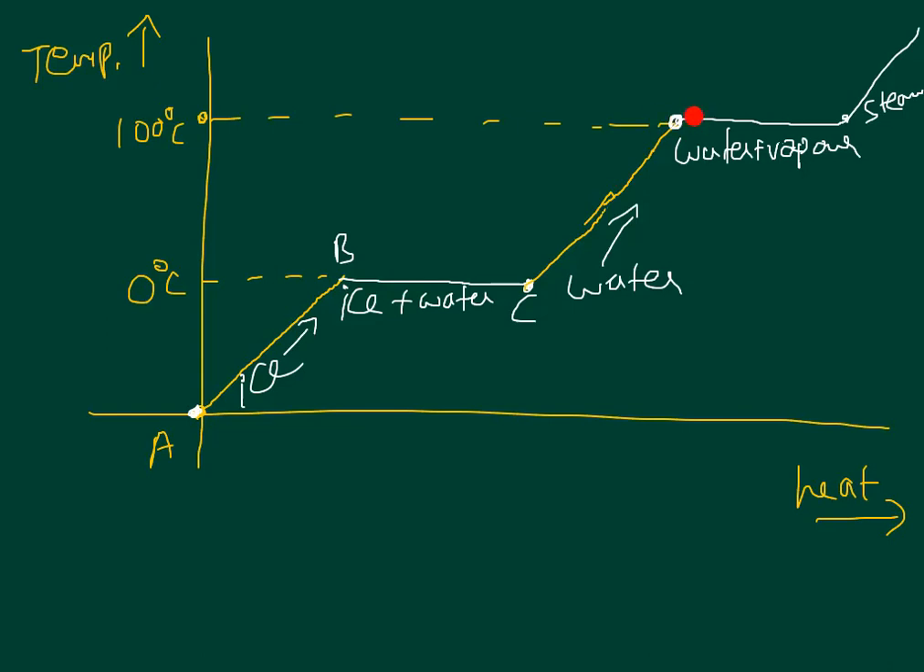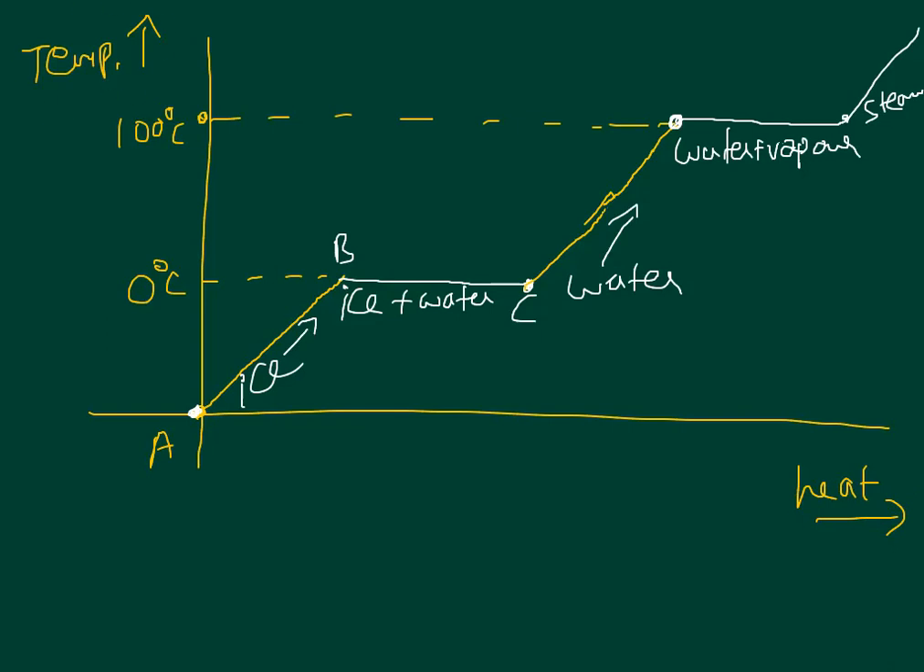And again at 100 degrees centigrade, if you provide further heat, the water is converted to steam, and it goes on like that, to superheated steam. Now at this point we can call it superheated steam. Like that we can draw the graph between heat on the x-axis and temperature on the y-axis.